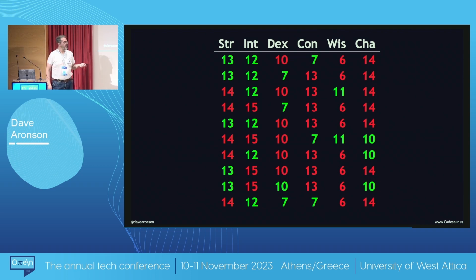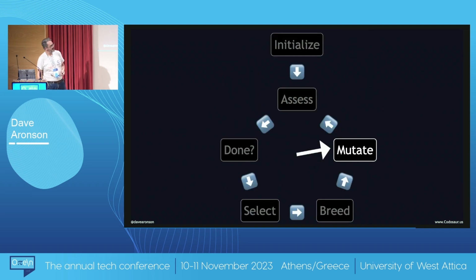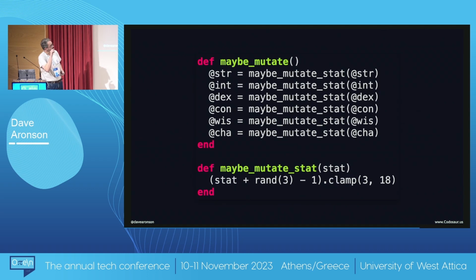But again, we mutate them to get a little more diversity. And once again, I'm going to keep it very simple and give each gene just a 1 in 3 chance of staying the same or going up a point or down a point within the valid range. And in code, that could look like this. For each stat, we basically add a random number from -1 to 1 and clamp it within the valid range.